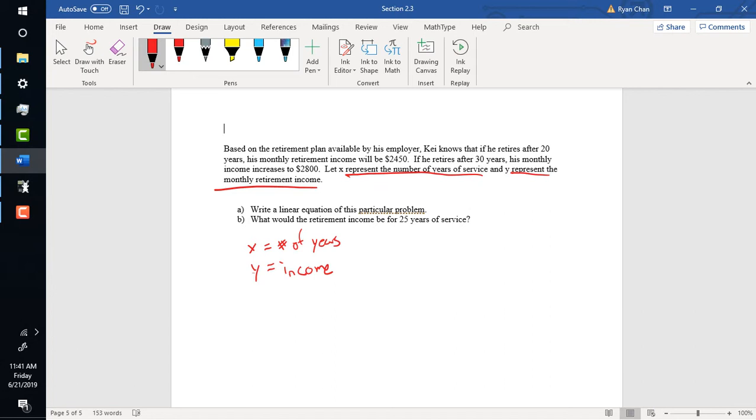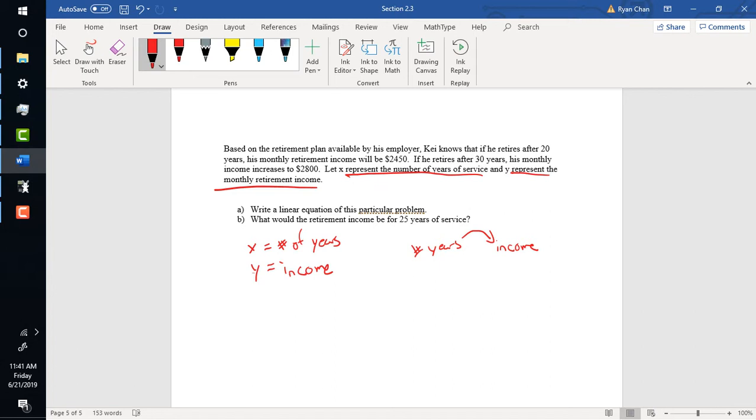If you think about it, it makes sense because the number of years that K works dictates how much he gets paid. It's not the other way around. We don't say K made $60,000, so therefore he's going to work for 12 years. It doesn't make sense in that context. So X is always kind of like your cause, and Y is your effect.